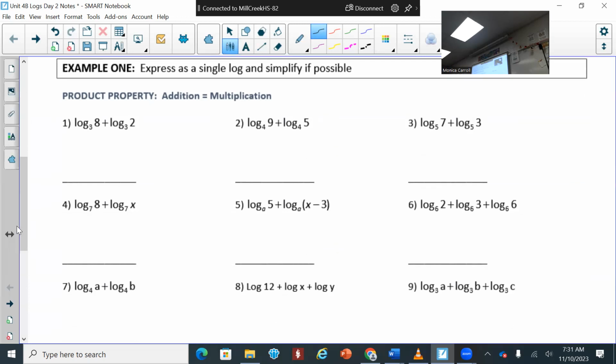Okay. So I've got 2 logs with the same base. First thing you know is that you are only going to write that log and base one time. So let's go ahead and do that. Log base 3. That's the only time I'm writing that. Okay, Jayon, what am I doing with the 8 and the 2? Correct. So what's it going to be? Log base 3 of what? I want you guys to go ahead and try 2 and 3. You can count when you have both of those done.